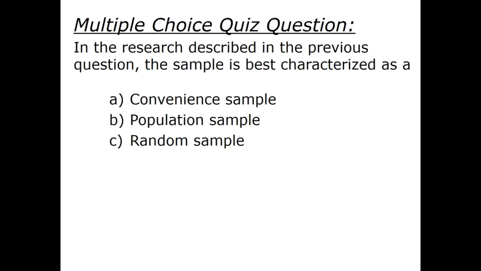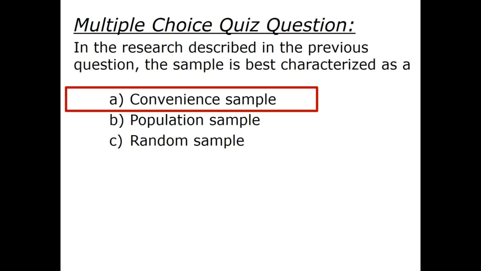The correct answer is A. Convenience sample. There's no such thing as a population sample. I just made that one up in order to have another option. And it was not a random sample. That would have meant that the researchers chose from the greater target population, with each one of them having an equal chance of being selected. They did not do that. They used the sample of students that was readily or conveniently available to them.